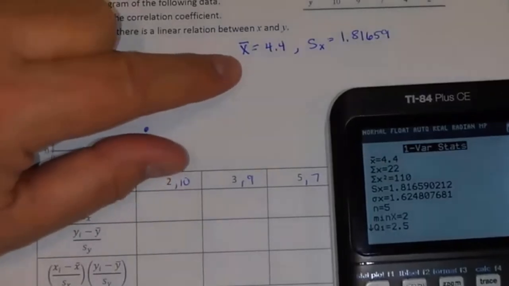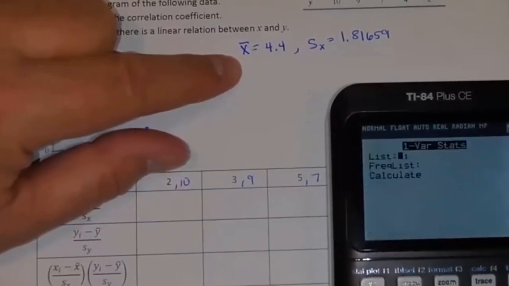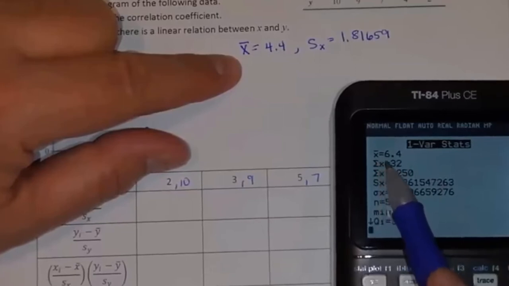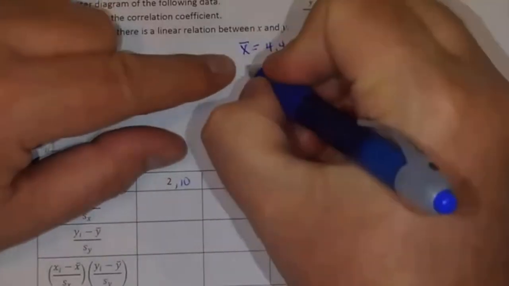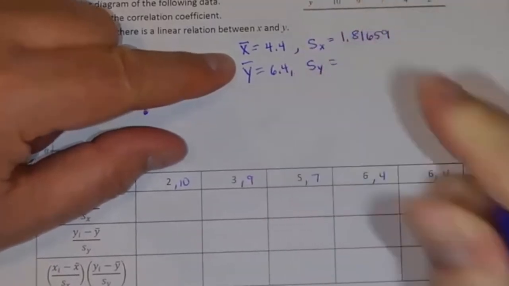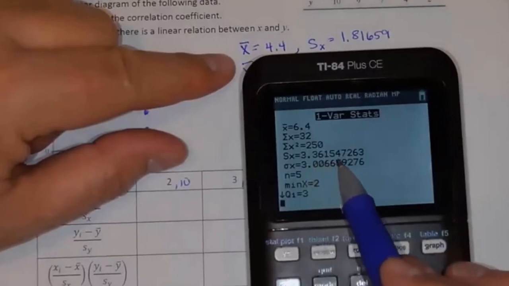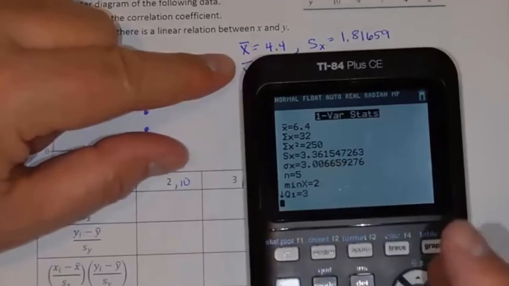I'm going to do the same thing to find y bar. My y's are in list 2. So I'm going to go to stat, calc, one variable statistics for the y's that are in list 2. When I do that calculation, my calculator says x bar is 6.4, but I know that that's for the y's. So y bar is 6.4. And the standard deviation of the y's is 3.36155 if I round to 5 places.